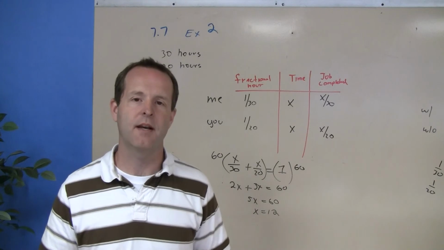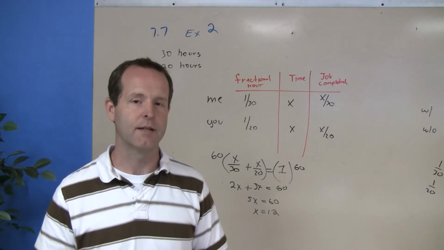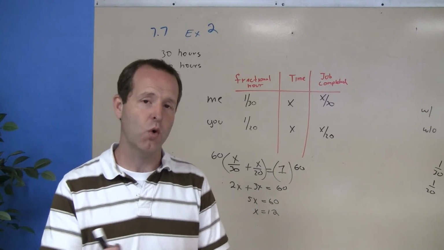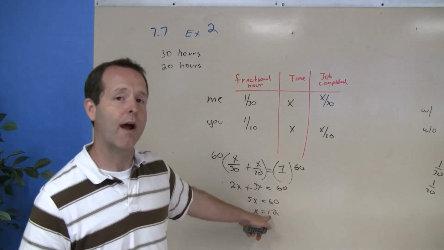So I found out what x is, but I have to understand what it represented. And in this case, it represented the amount of time if we work together building a website. My 30-hour work pace, your 20-hour work pace. If we work together, the project will only take us 12 hours to complete.